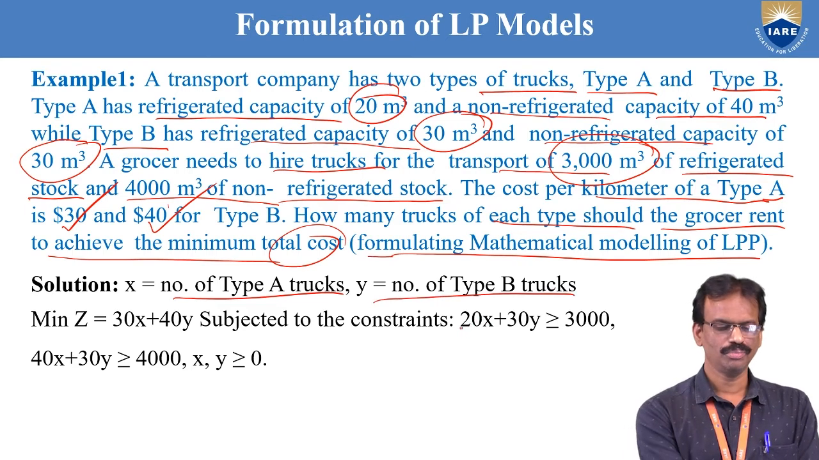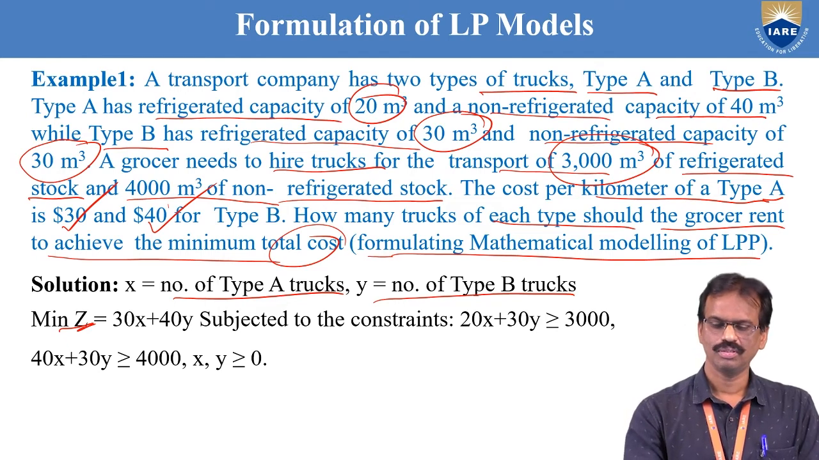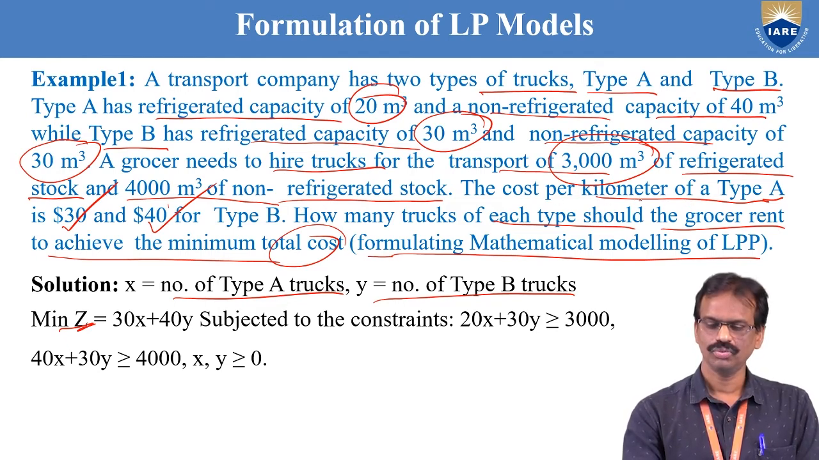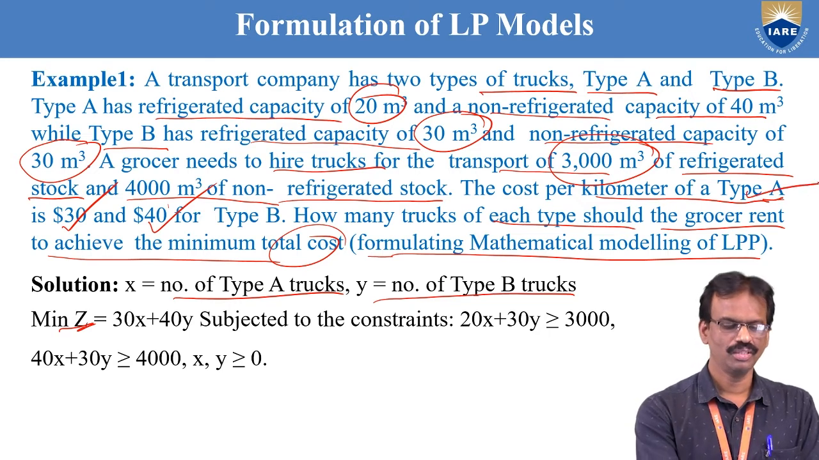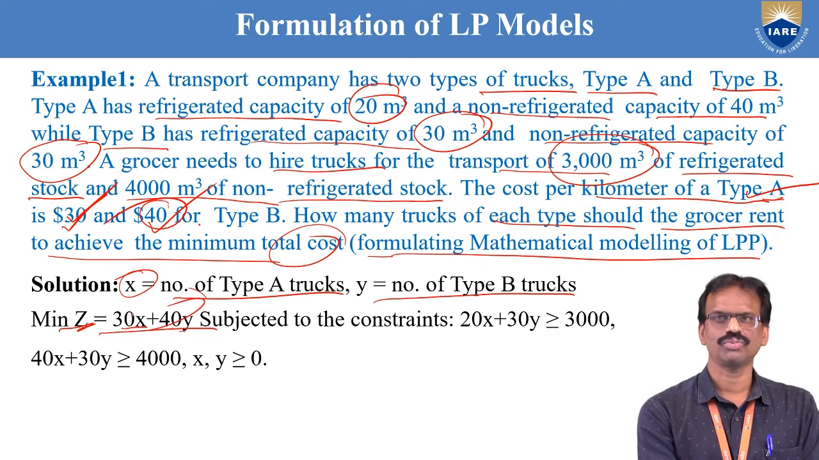Okay, so the minimization condition. First of all, the cost per kilometer: type A costs $30, so 30 into x, and for type B it is $40, so 40 into y. This is the total cost, and you have to minimize this total cost.